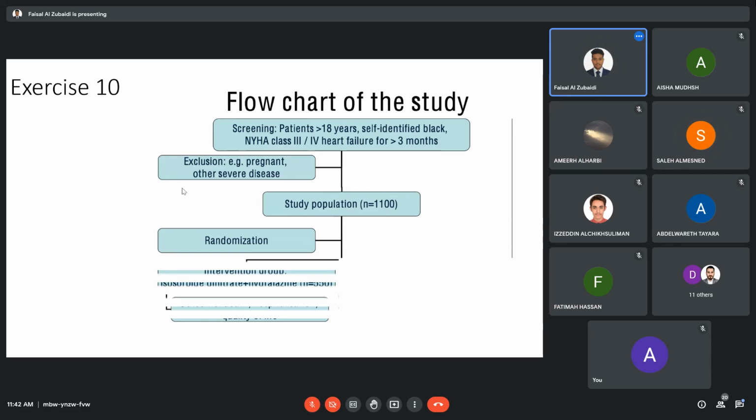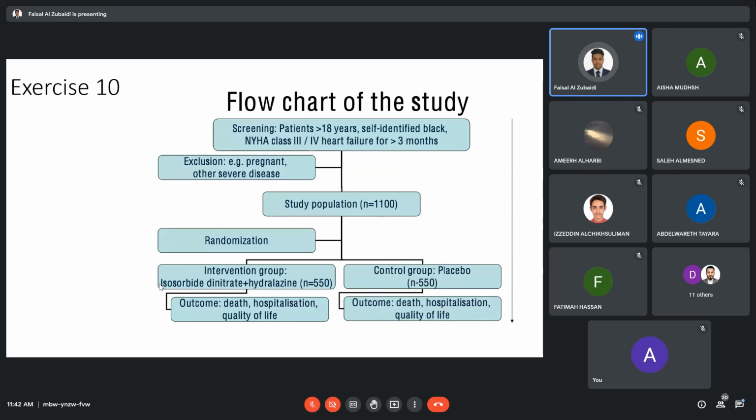So in this particular scenario, the intervention group will have isosorbide dinitrate and hydralazine. And for the control group, we will give them placebo. And the outcome will be similar for both: death, hospitalization, and quality of life. So this is the summary of the basic steps when you are conducting research. You have to start with the population, defining the inclusion and exclusion criteria, end up with a selected sample, then randomize them into the interventional arm and placebo arm, and set an outcome to be measured for both of the groups, and then do your statistical analysis.